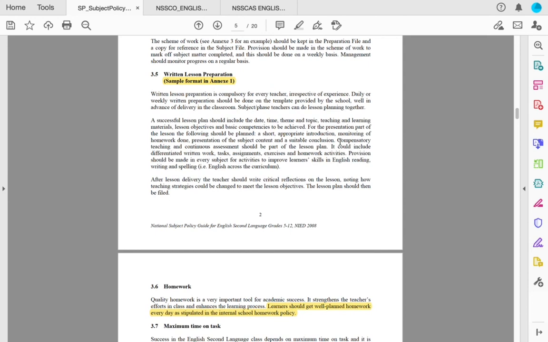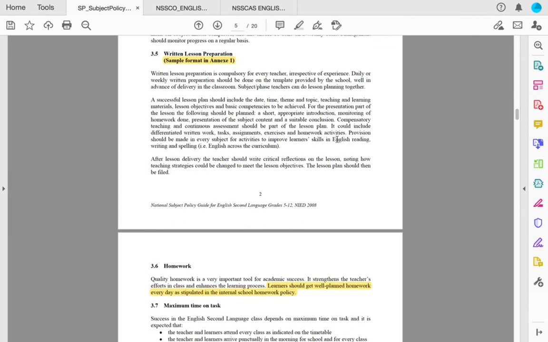And then they also suggest that there should be a compensatory teaching component, where you write ideas of what to work on with the students who are lacking or who are behind, who have not really captured the content that you have presented in the lesson. And then there should be continuous assessment. That could be homework or whatever task you're going to give them, other tasks apart from what you have presented.